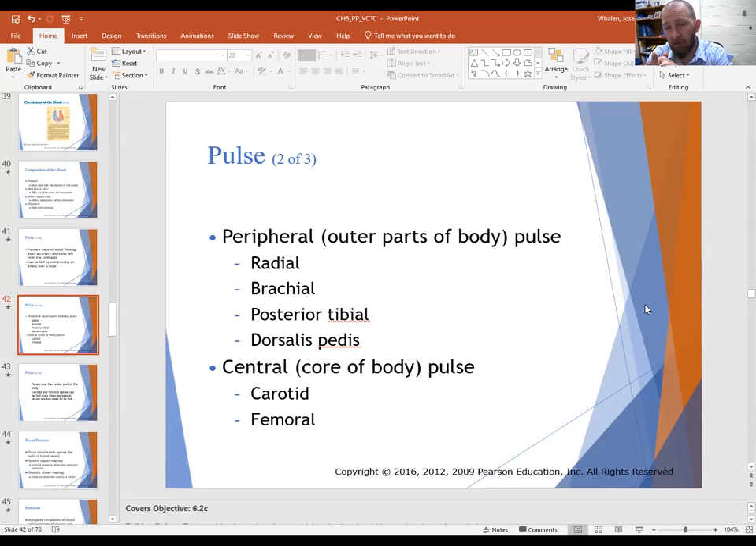Now, one of the concepts to know about pulses and these arteries and where we're feeling them is that the lower somebody's blood pressure gets, the harder it is going to be to feel a peripheral pulse. So if somebody has very low blood pressure, you may not be able to feel a radial or brachial pulse or posterior tibial or dorsalis pedis. You may have to feel for the carotid or femoral artery pulse there. Something to keep in mind, if you have a patient who's having blood pressure problems, either due to a medical condition or a traumatic episode.